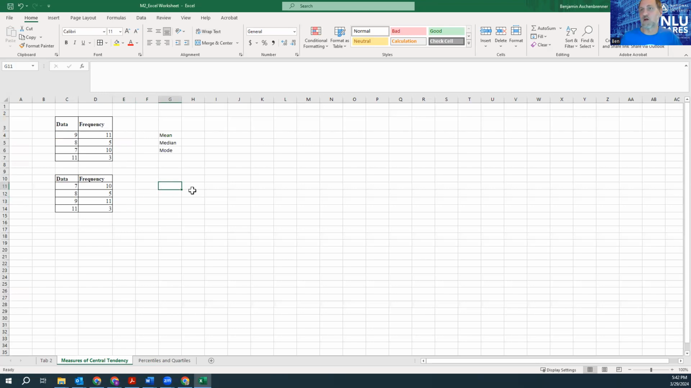So, mean. For the mean, basically, if I have 10 7s, that's going to be a total of 70. And so I'm going to do this multiplication step. Then I'm going to add everything up. And then I'm going to divide by how many there are. And how many there are is the sum of the frequency. And so my mean here would be 242 divided by 29.